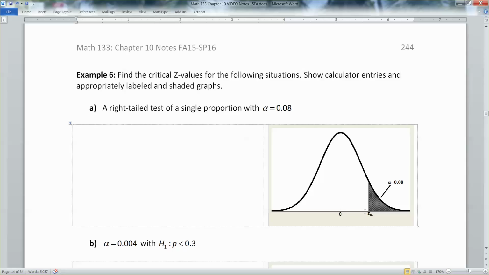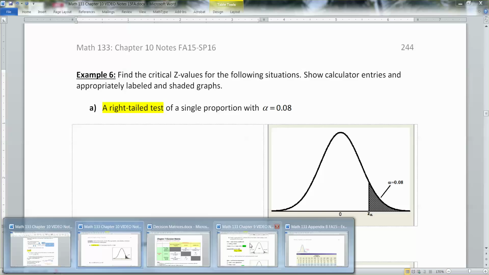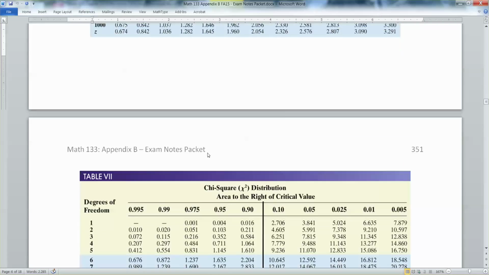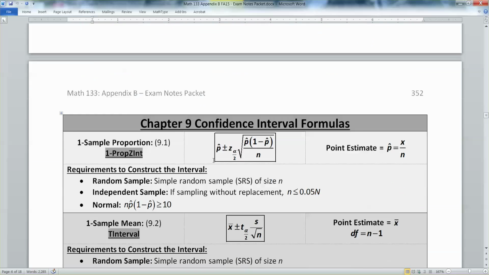Then we have z alpha labeled over here, and yes, you actually have to write that label, and then you have alpha labeled up above it with a line pointing down to it, because alpha is the area in the entire tail because it's a right-tailed test. The other thing to keep in mind is that the pictures are just like they are in the inferential statistics packet, the exam notes packet that you get when you get to take your exam.